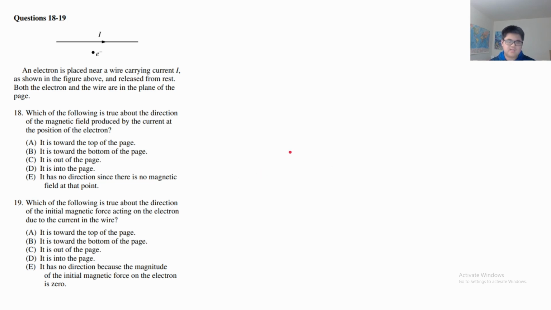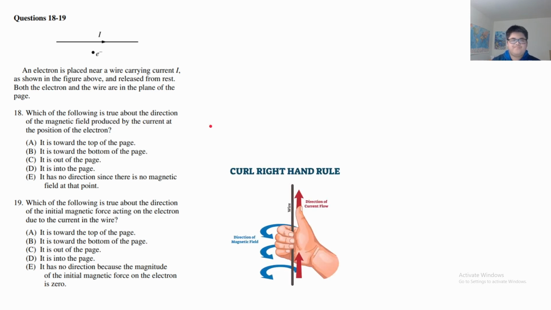Anyway, so which of the following is true about the direction of the magnetic field produced by the current at the position of the electron? Well, this requires you to know the right-hand curl rule, which is the rule that determines what direction the magnetic field is in. As I said, you point your thumb in the direction of the current, and then the way in which your fingers bend is the direction of the magnetic field.